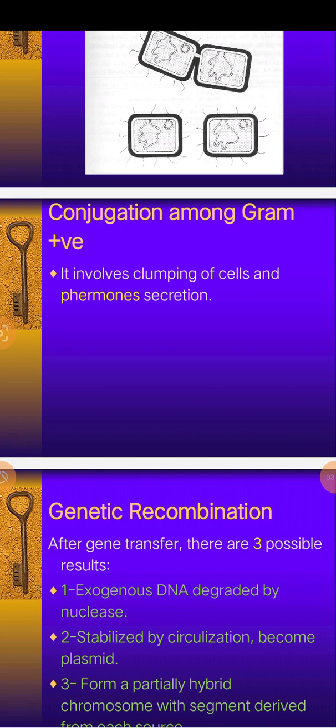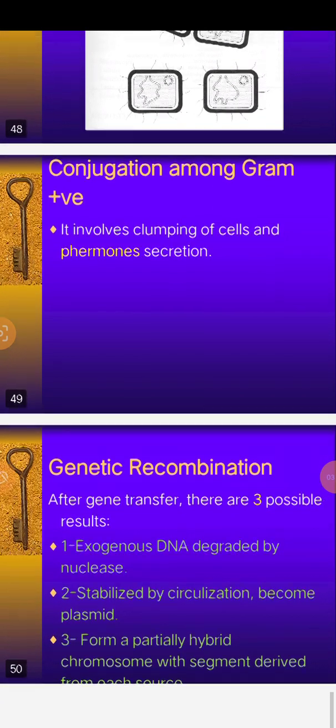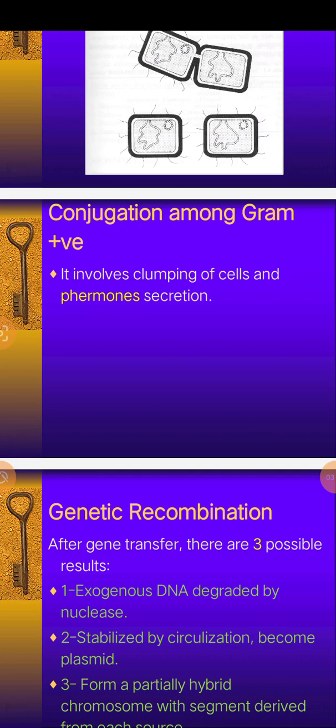First, exogenous DNA is degraded by nuclease. Second, it is stabilized by circularization and becomes a plasmid. Third, it forms a partially hybrid chromosome with segments derived from each source.